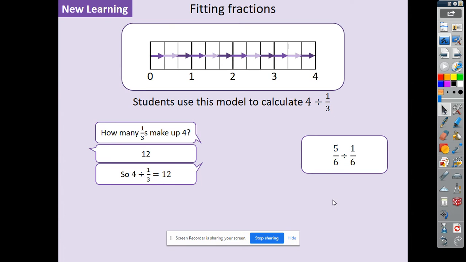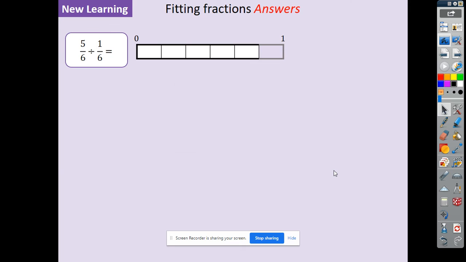Okay, so now I want us to have a look at this last one here. So what's different about this one? So now we're not dealing with an integer, we have 2 fractions. We have 5/6 divided by 1/6. So how could we apply what we've just been looking at for this question? So 5/6 divided by 1/6. So I've got my whole one here and I've split it into sixths. So I've got 1, 2, 3, 4, 5 sixths there.